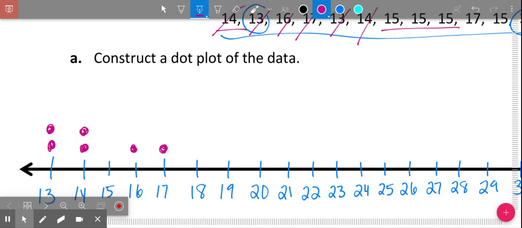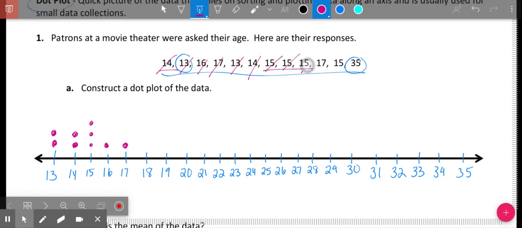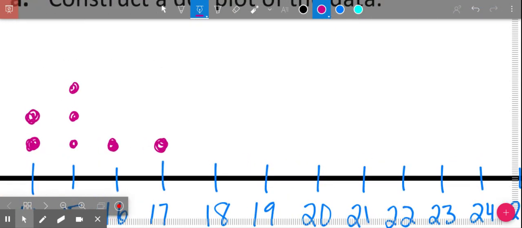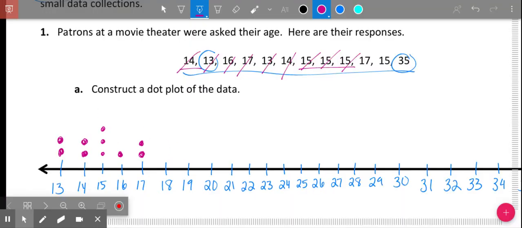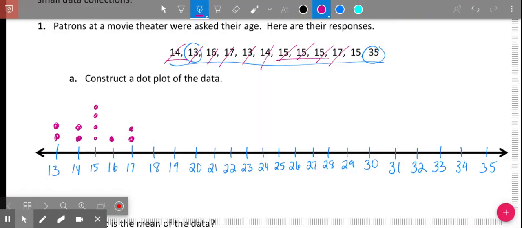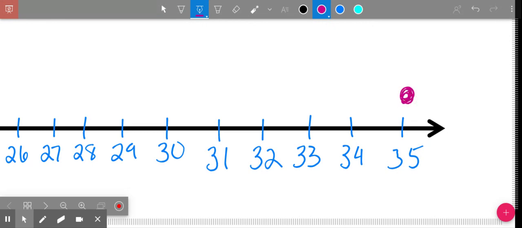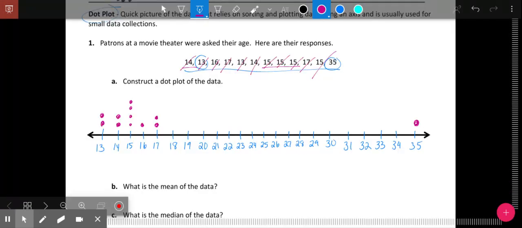We have 3 above 15: 1, 2, 3. One at 17, and then the other one at 15. And then last but not least, our one patron at 35. All right, so this is what our dot plot is going to look like. This is showing you that we have a range of 13 to 35, but the majority of our data is between 13 and 17.